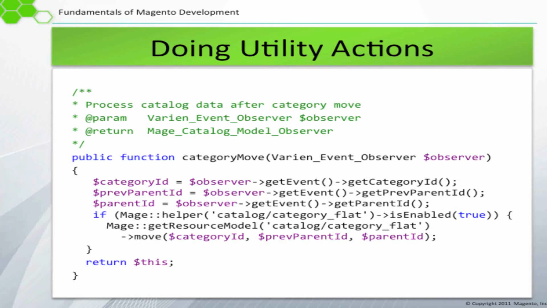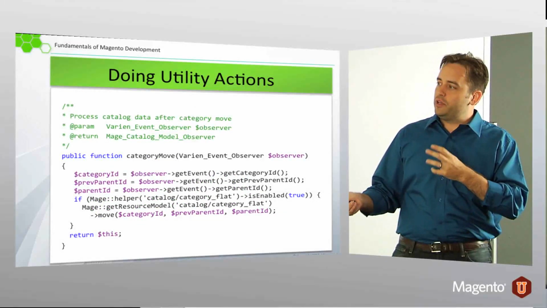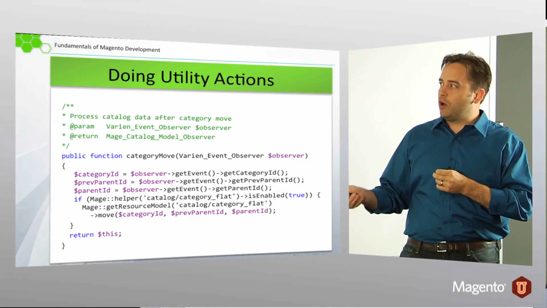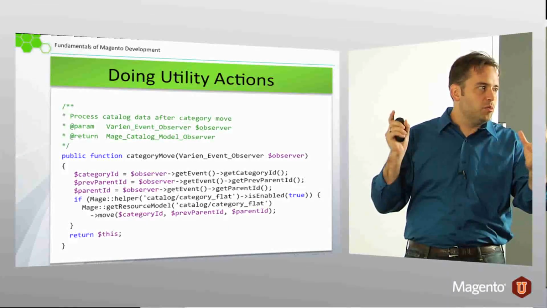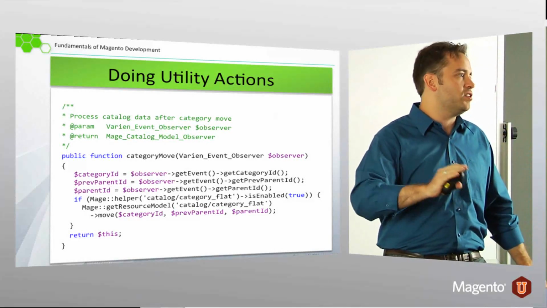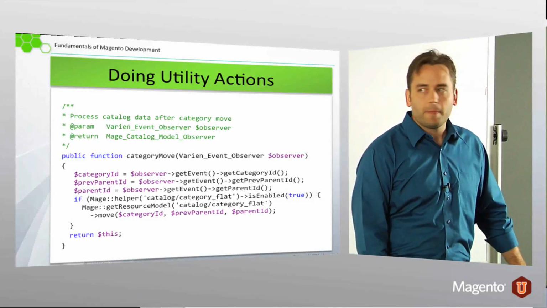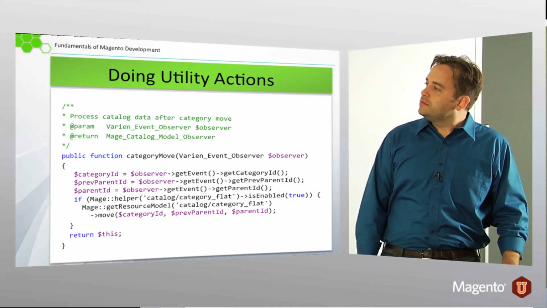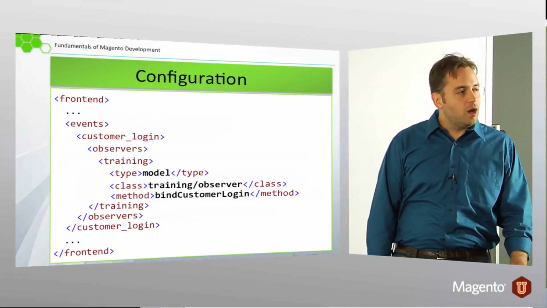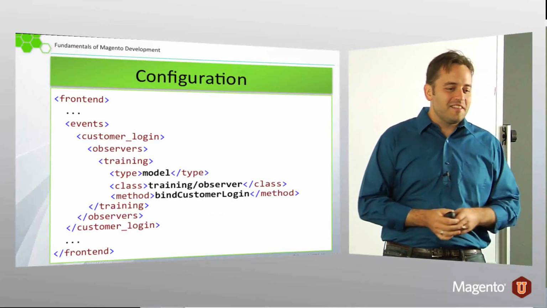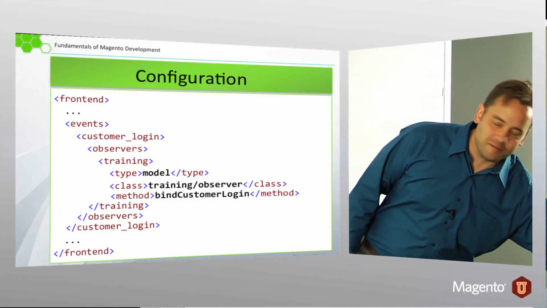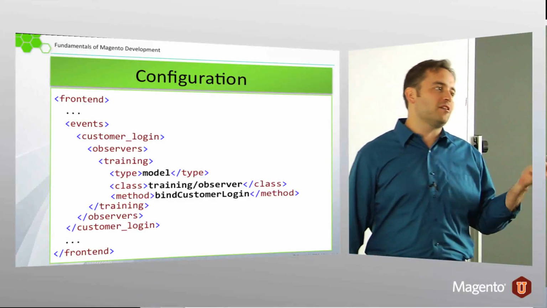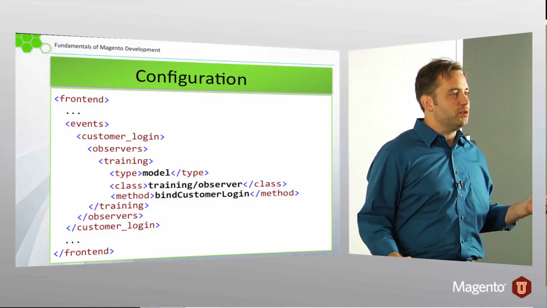And here's the category move action. So there's lots of things to check on. Do we have the flat catalog enabled? Okay, we need to probably perform this utility function. Well, all we're going to do is observe the category move event, which was just specified in the code by a programmer at some point, and perform some utility actions. Okay. Now that I've thrown about 15 different facets of observers at you, let's look at what really matters to you as a programmer and what you'll be doing.